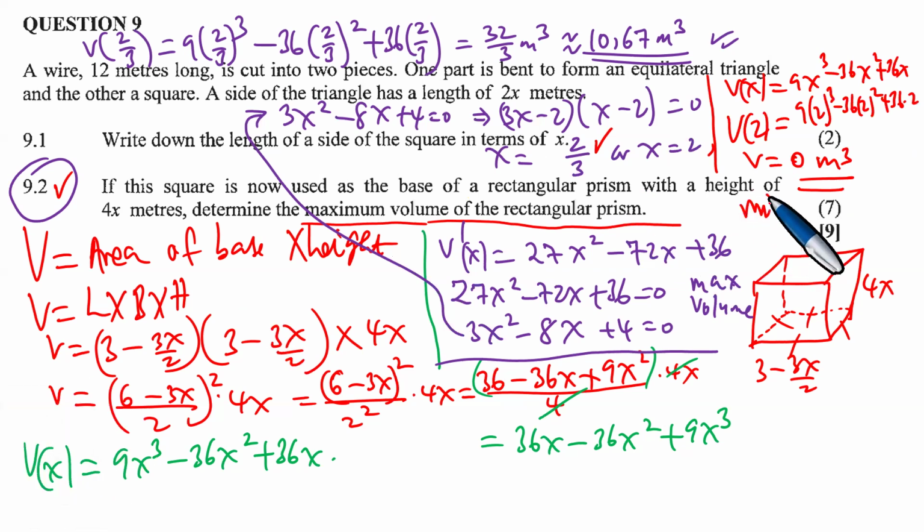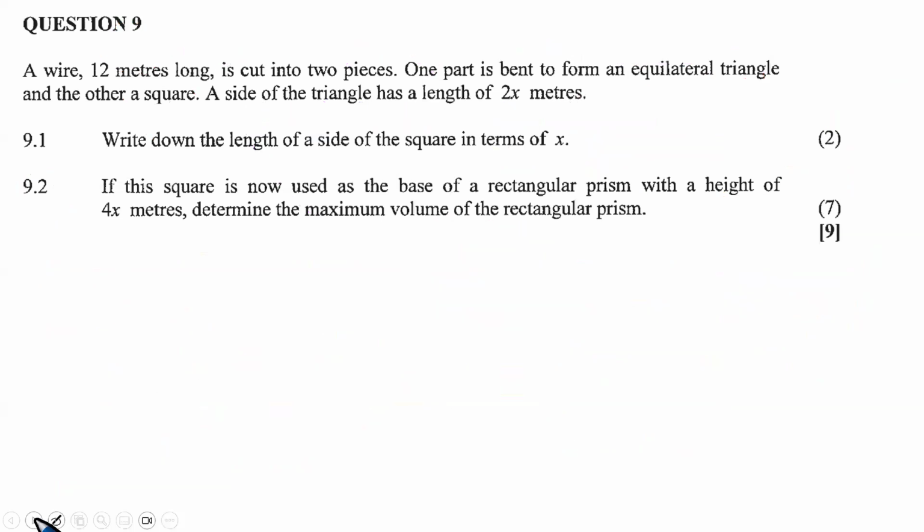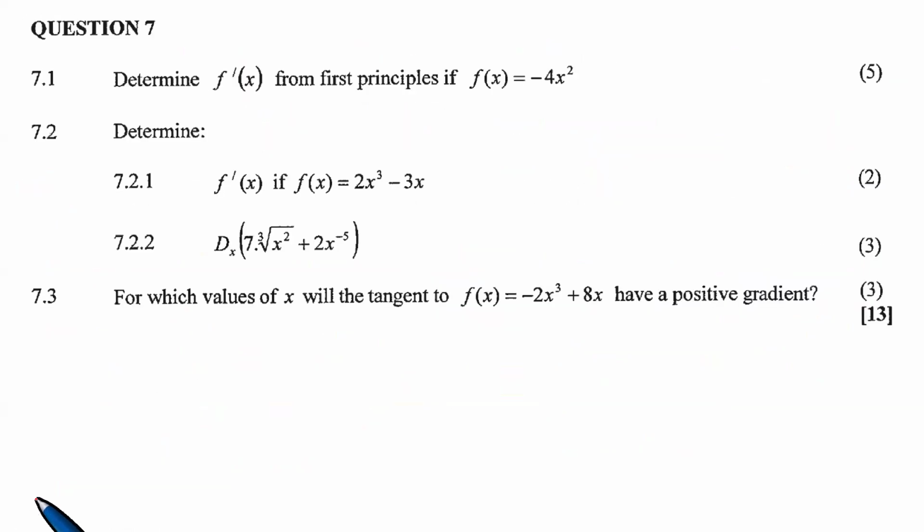Right, so which is the minimum volume? Minimum volume occurs at 2, but the maximum volume occurs at 2/3, and we are done. Next question. Right, in the next question, we have more first principles calculations. Now, 7.1 is saying determine f prime of x from first principles, given minus 4x squared as a function.